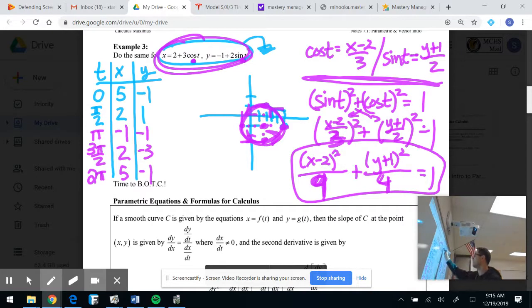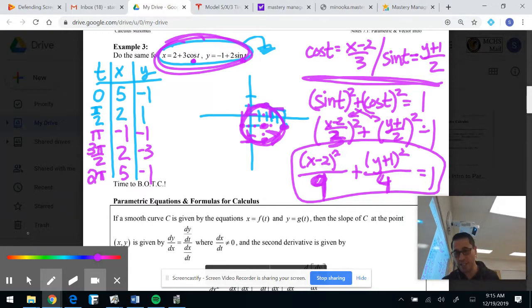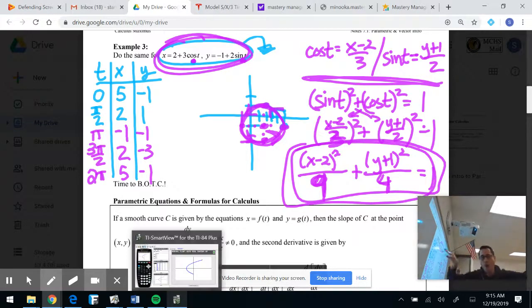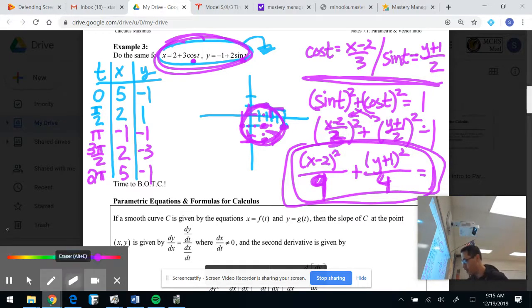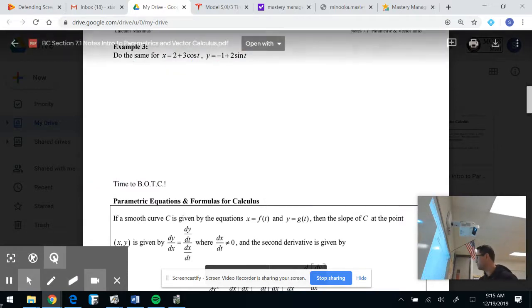But the cool thing about parametrics is it gives us direction, it gives us its path, and it gives us its speed. Remember, rectangular coordinates simply give us direction, right? And then we just eliminate the parameter. All right. Cool. Let's keep rolling.